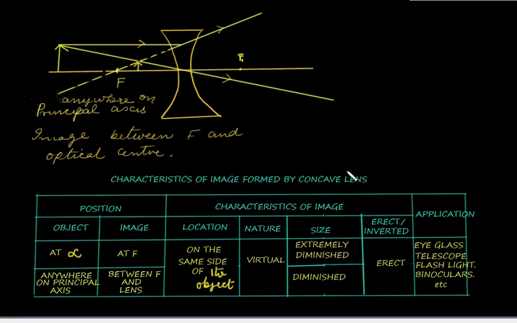So for a concave lens, the characteristics can be easily remembered because most of the features are the same. Like location is always on the same side of the object, nature is always virtual, and size is always diminished. For infinity it is extremely diminished, that is all. And the image is always erect. So this is rather more easy.